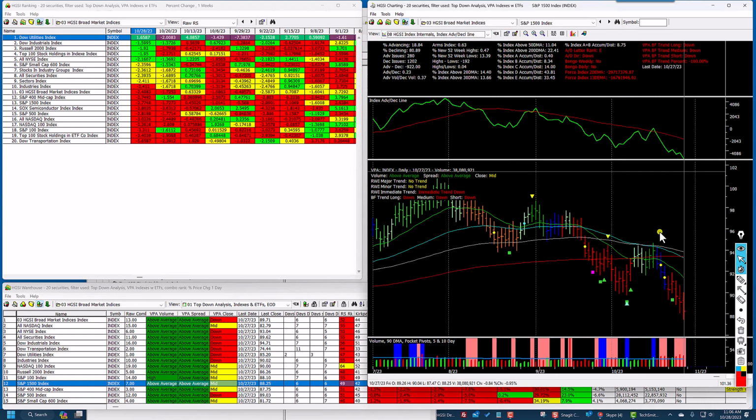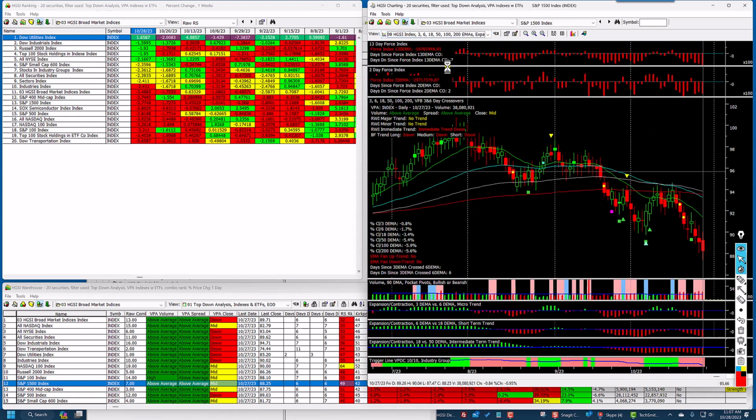And then AD line trends. Here's all the pertinent information that appears. It tells you the percent above the moving averages, the accumulation distribution. 0.4% of the stocks have A accumulation. 8.34 have B accumulation. 43.81 have D distribution, and so on. Just some good information here for a quick read on these indexes.